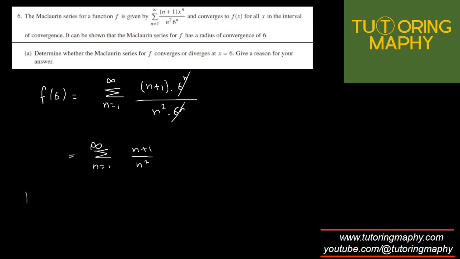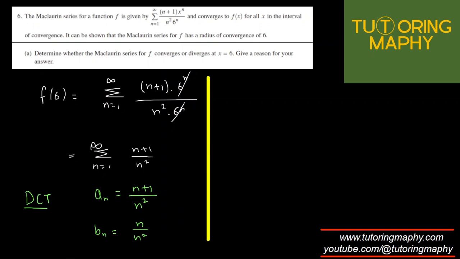I think I'm going to use a direct comparison test where the series which I need to determine is (n plus 1) over n squared, and the series with which I'm going to compare it is n over n squared. It makes sense: n over n squared versus (n plus 1) over n squared. Which one is a bigger series? Obviously, an is a bigger series. So I'm going to say bn is less than an, or an is greater than bn, which means that n over n squared is less than (n plus 1) over n squared.